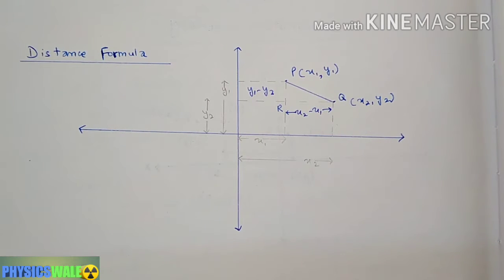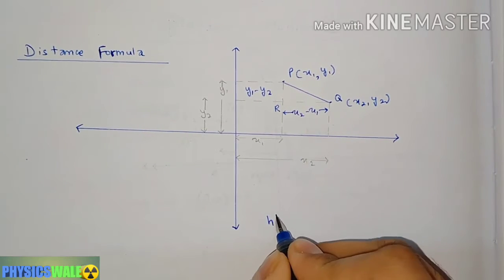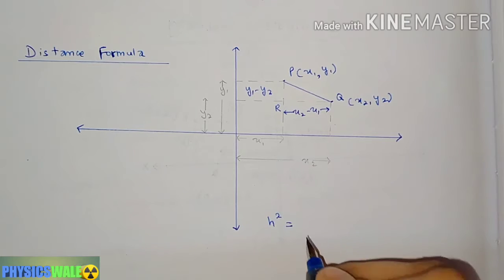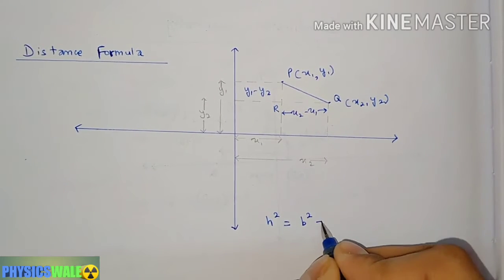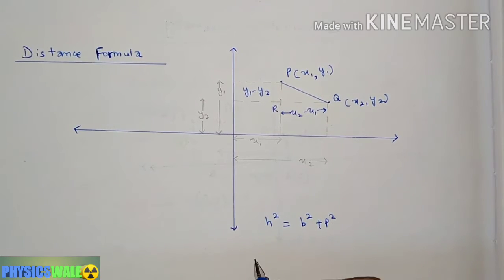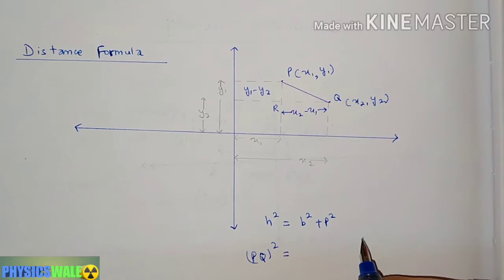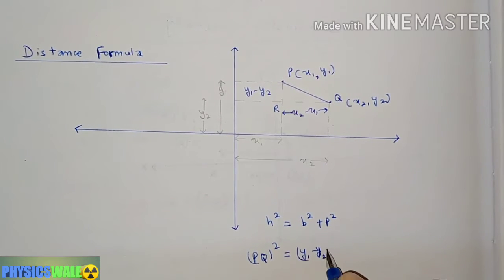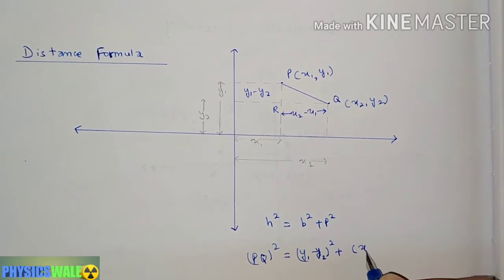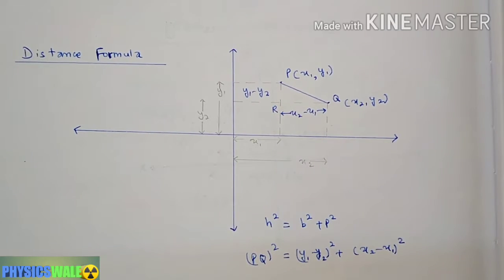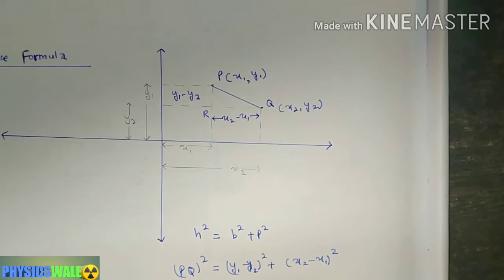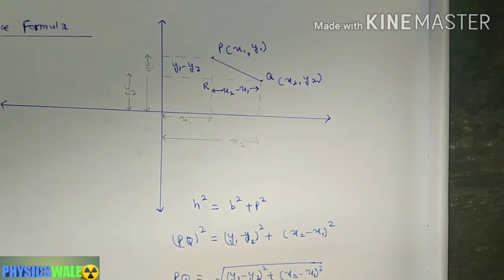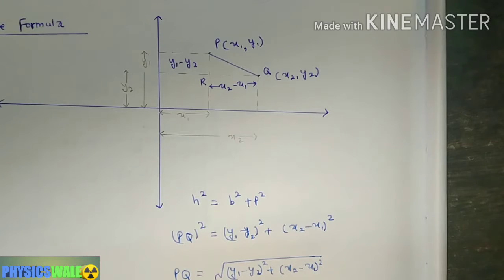Can we apply Pythagoras theorem to the triangle PRQ? Yes, we can. So applying the Pythagoras theorem to this triangle PRQ gives us that PQ square is equal to y1 minus y2 square plus x2 minus x1 square. So the length of the line segment PQ can be calculated as square root of y1 minus y2 whole square plus x2 minus x1 whole square.